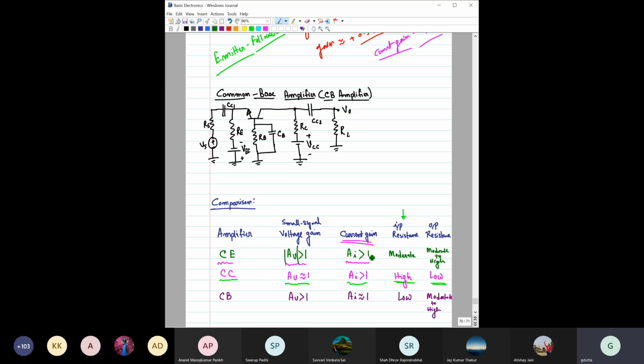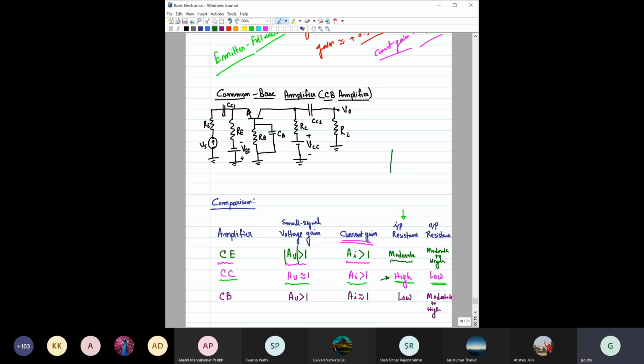Current gain is greater than 1, and here the input resistance was a bit high, but it is not that high as in common collector, so it is moderate. Output resistance is also moderate to high, right? Compared to that, the common collector shows some criteria: the input resistance is very high and the output resistance is very low. That is quite suitable in many applications.